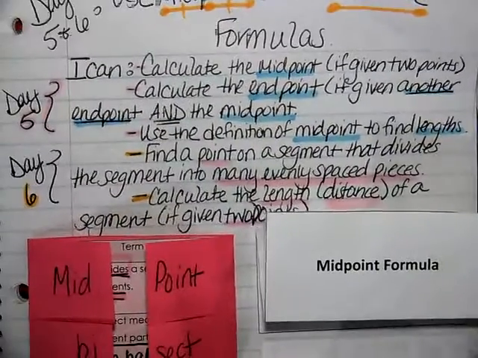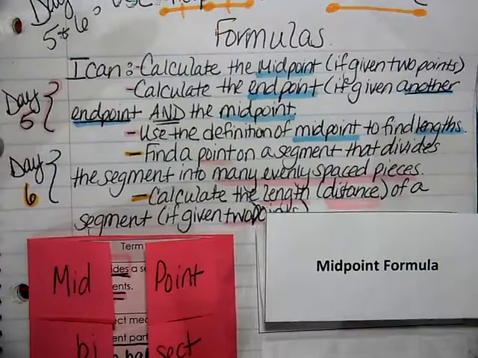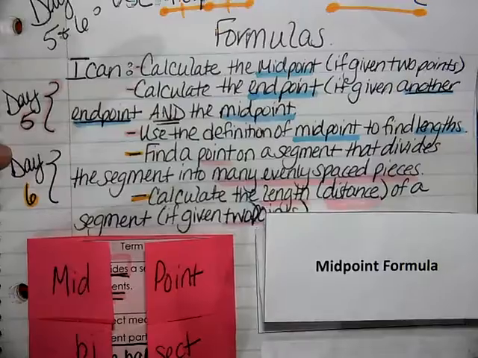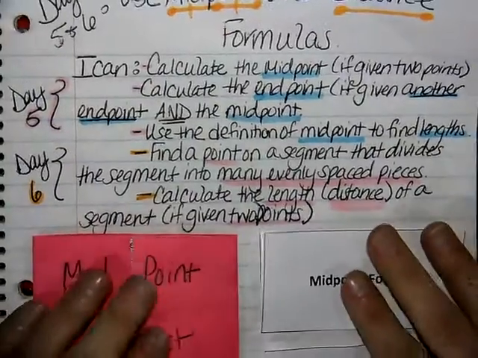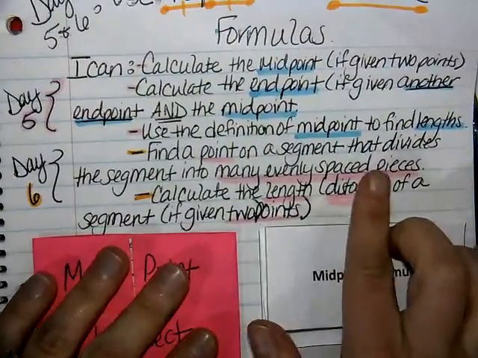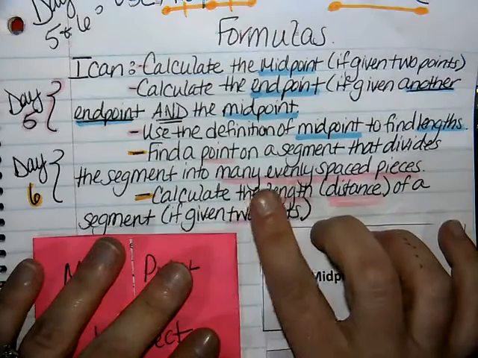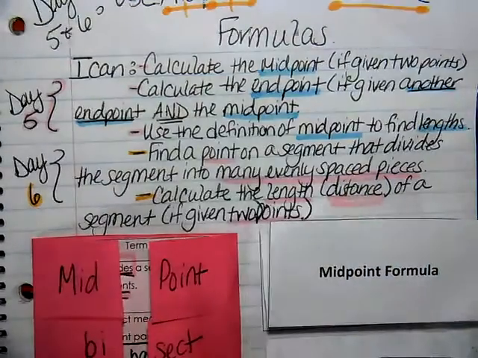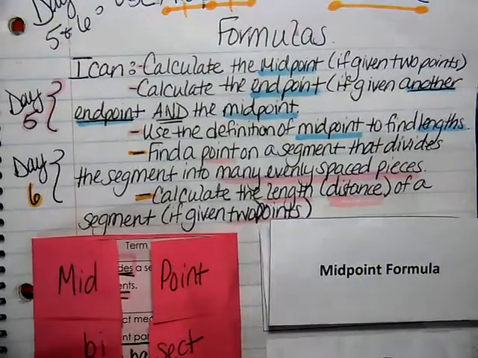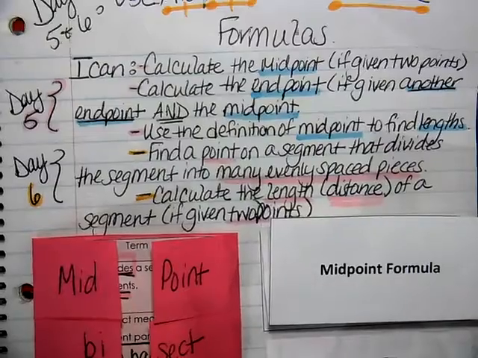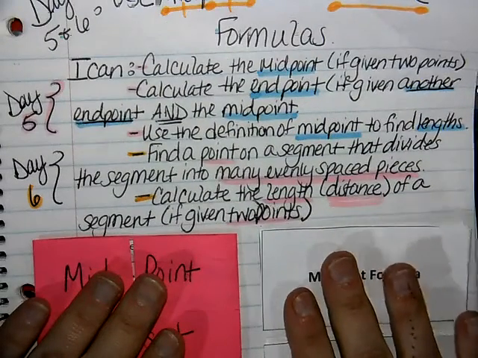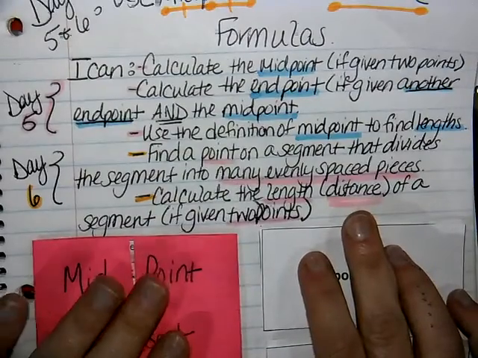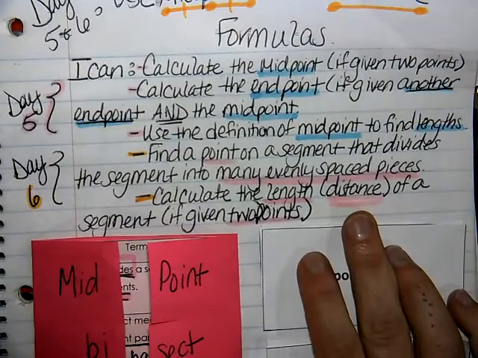We already talked about the midpoint formula, and now we are on day 6, which is working more with the midpoint formula and the distance formula. These I can statements were to be able to find a point on a segment that divides the segment into many evenly spaced pieces. That is an application of the midpoint formula as well as a little bit of the distance formula. And then of course, I want you to be able to calculate the length or distance of a segment given 2 points. So those are going to be our new topics.